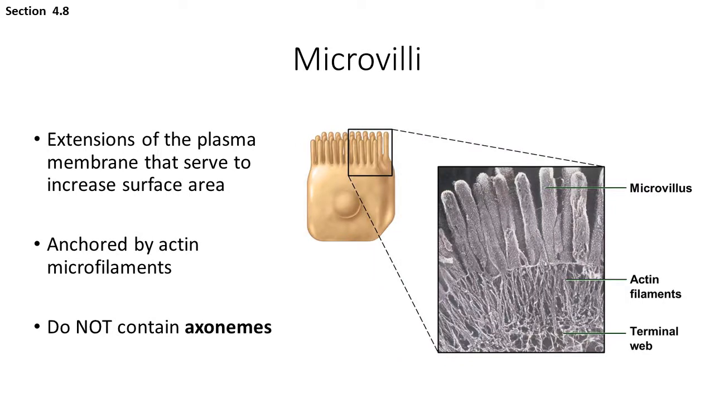So microvilli are extensions of the plasma membrane that serve to increase the surface area of the cell. They are anchored by the cytoskeletal elements, the actin filaments. They also do not contain axonemes. What are axonemes? That's on the next slide.